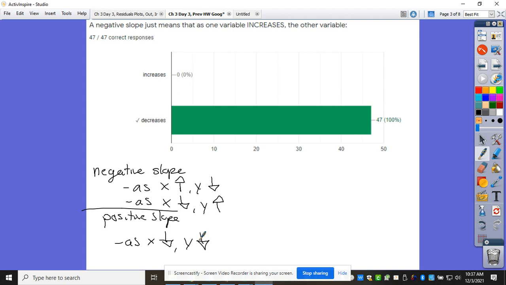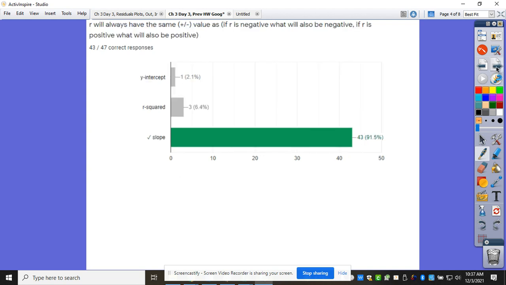When I ask that in a different context like this, sometimes people are just not thinking about it. R will always have the same positive or negative sign as slope. Slope going this way is positive, going this way is negative. R has that same idea. Why is that not the case with R squared? R squared is always positive because anytime you square a number, you get a positive number. And y-intercept doesn't relate to either one of those.